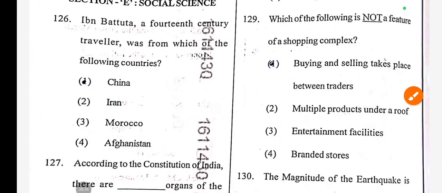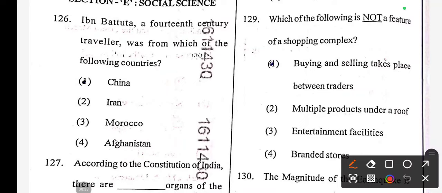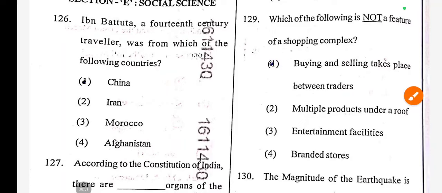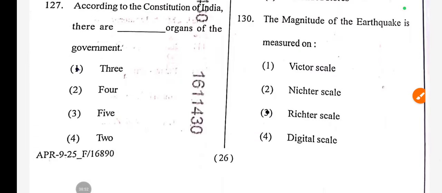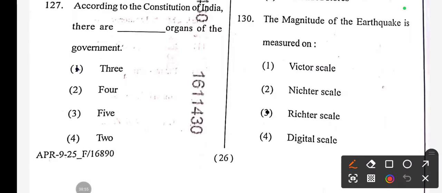129. Which of the following is not a feature of a shopping complex? Option 2. Not a feature of shopping complex. Option 1, buying and selling takes place between traders. 130. The magnitude of the earthquake is measured on option 3, Richter scale.